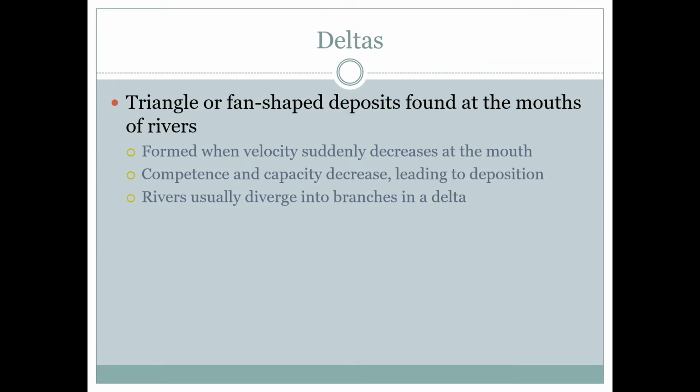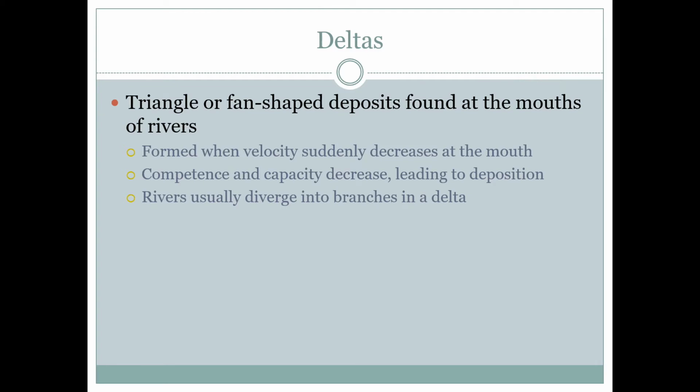Deltas, y'all have heard of deltas before. Deltas are just triangular, fan-shaped deposits found at the mouths of rivers. And the reason they're there is because the water exits the mouth of the stream channel into the larger body of water, and its velocity suddenly decreases, right? And so the competence and capacity of the water decrease. So it can't hold as much stuff, and it can't hold as large materials. So then deposition happens right there at the mouth of the river, and forms new land over time.